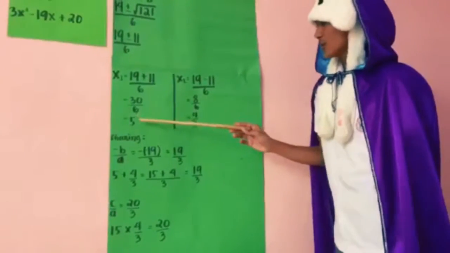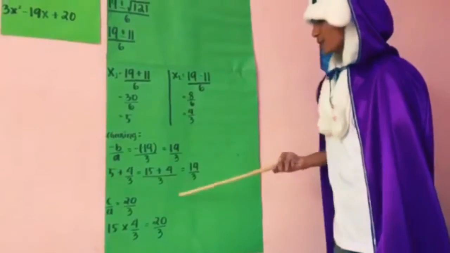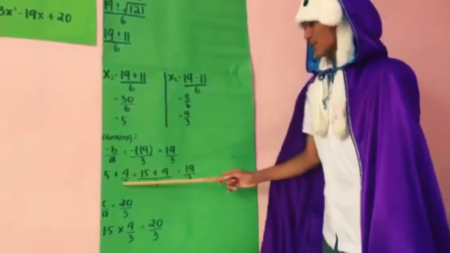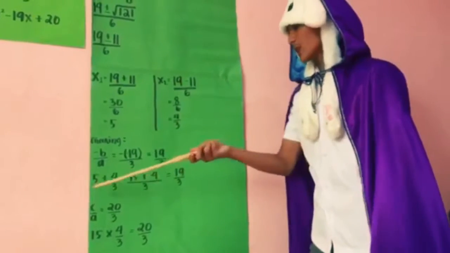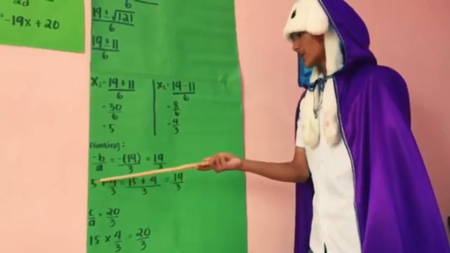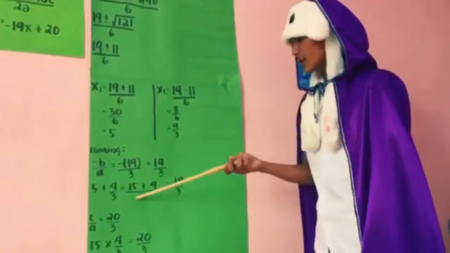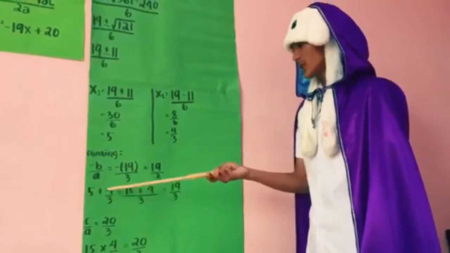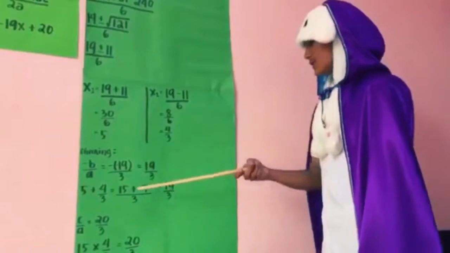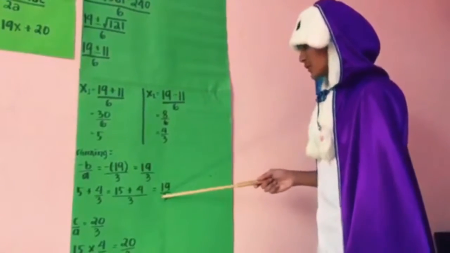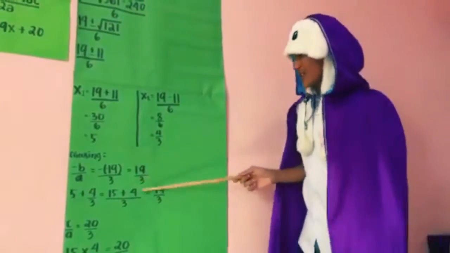In order for us to know that 5 and 4 over 3 is correct, add them. 5 plus 4 over 3, then get the LCD. 3 divided by 1 equals 3 times 5 equals 15. 3 divided by 3 equals 1 times 4 equals 4. So 15 plus 4 equals 19. Then copy 3. 19 over 3 is the same as this.